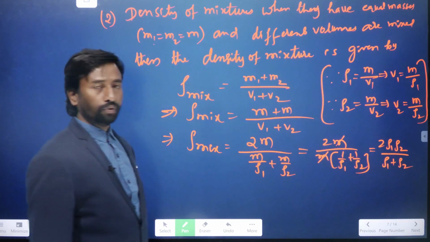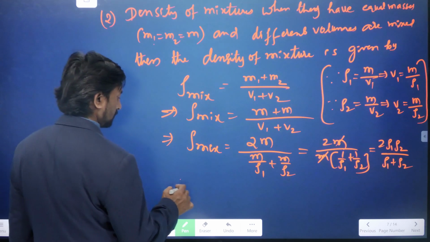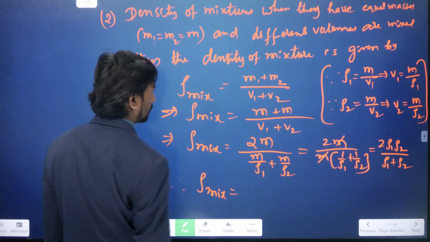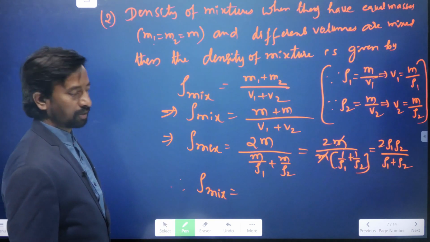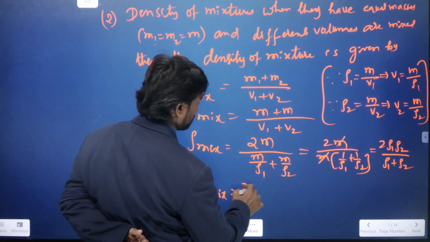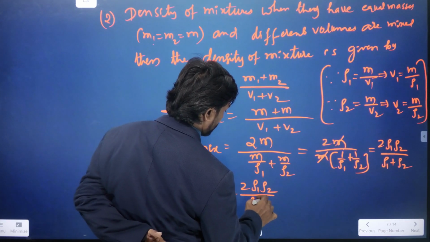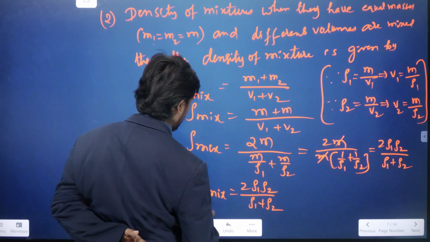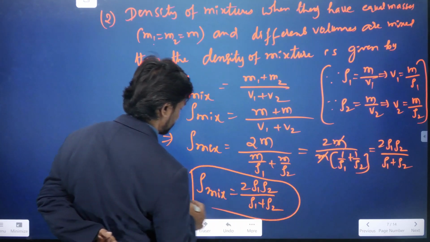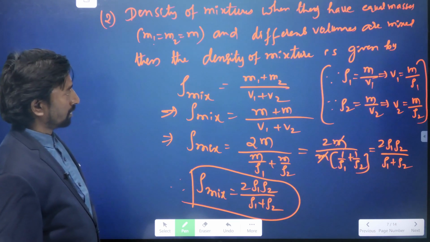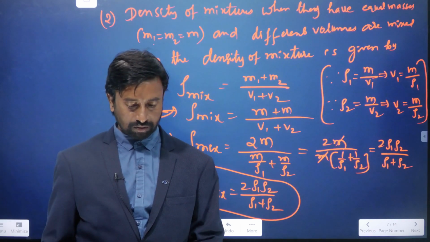Okay. So therefore the expression of density of the mixture, if they have equal mass and different volumes are mixed, is rho equals 2 into rho 1 rho 2 divided by rho 1 plus rho 2. So that is the expression of density of the mixture.